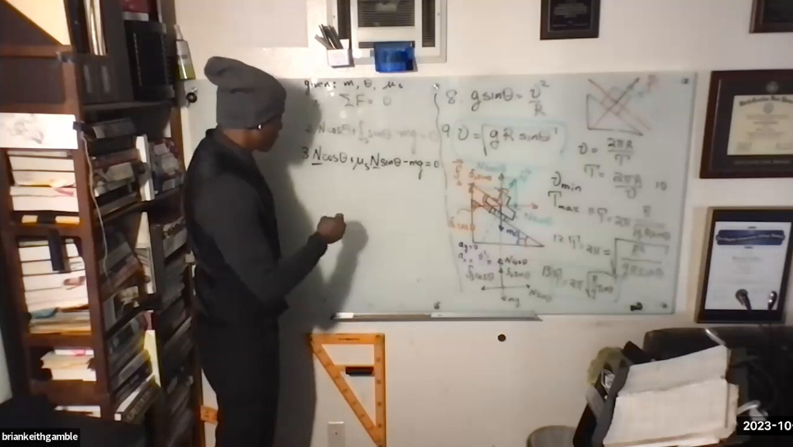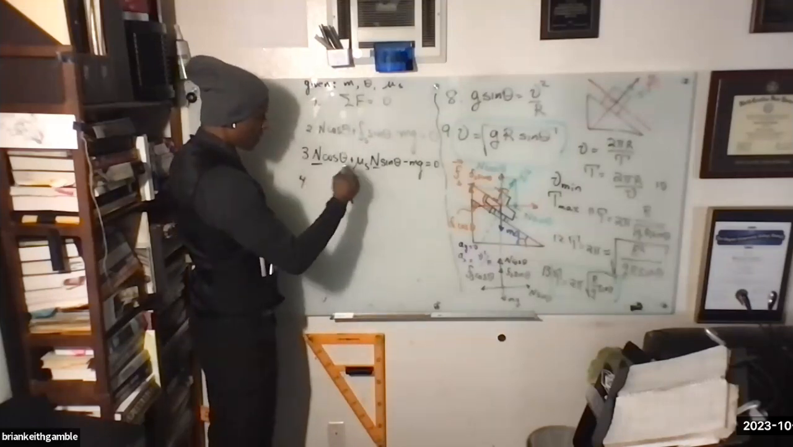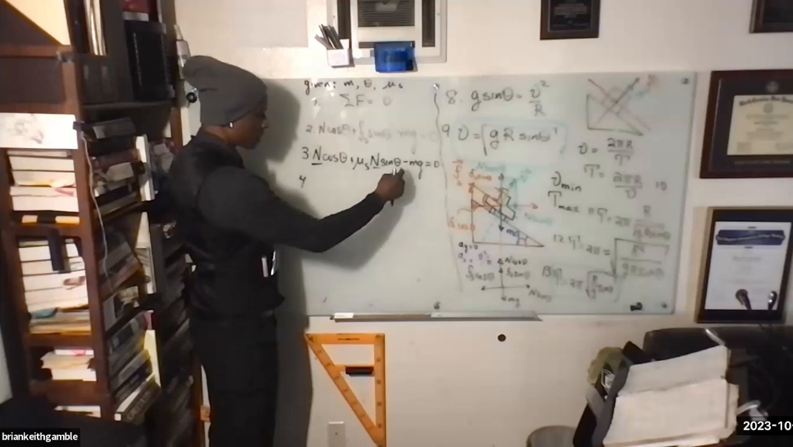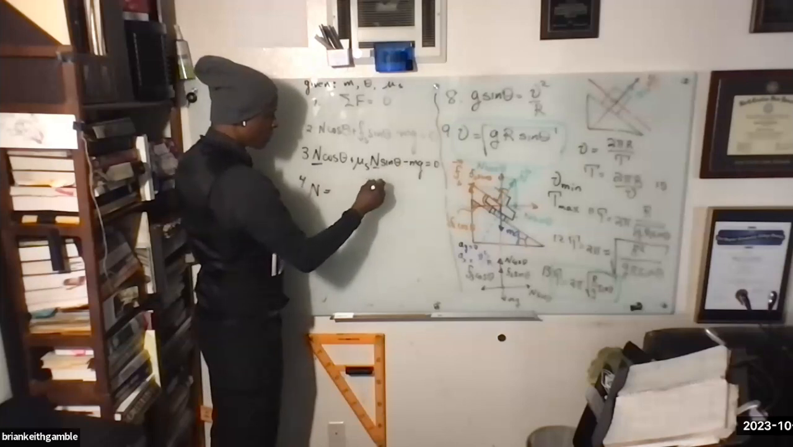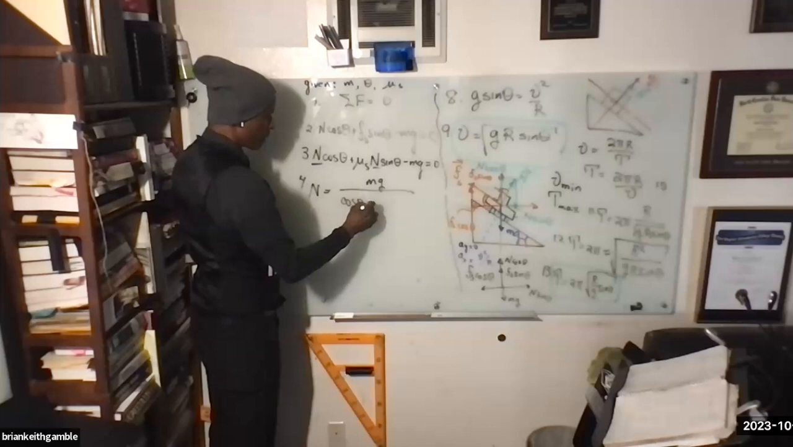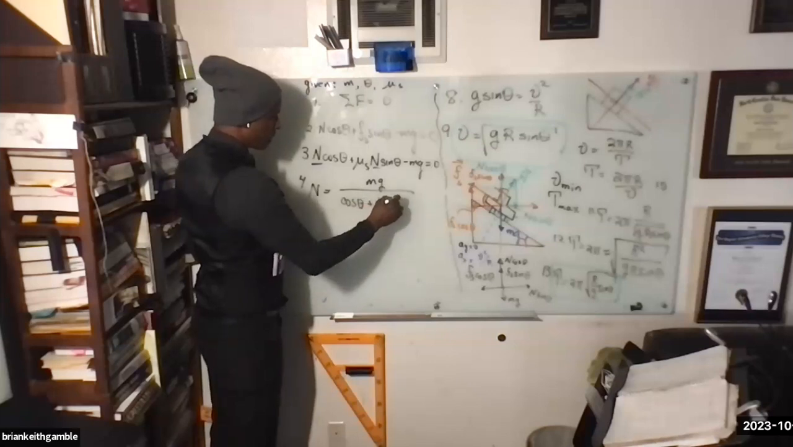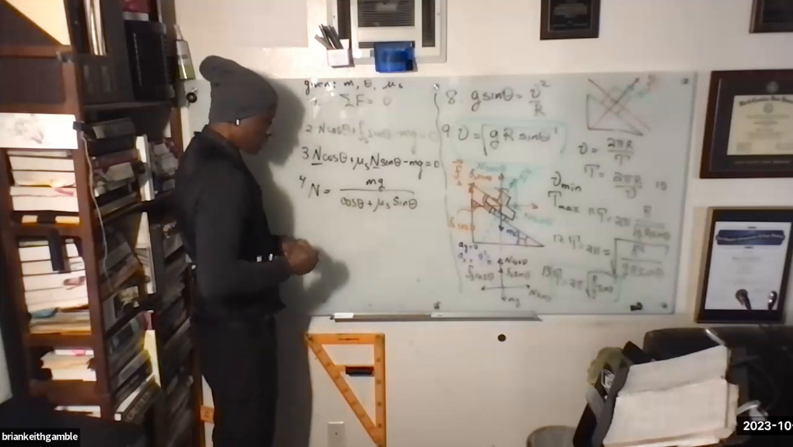We factor it out, and I'm just going to go ahead and do it in one step. Factor it out, you're going to have cosine theta plus mu s sine theta, times n, minus mg. So n is going to be equal to mg over cosine of theta plus mu s sine of theta. So that tells me the normal force now for this guy.